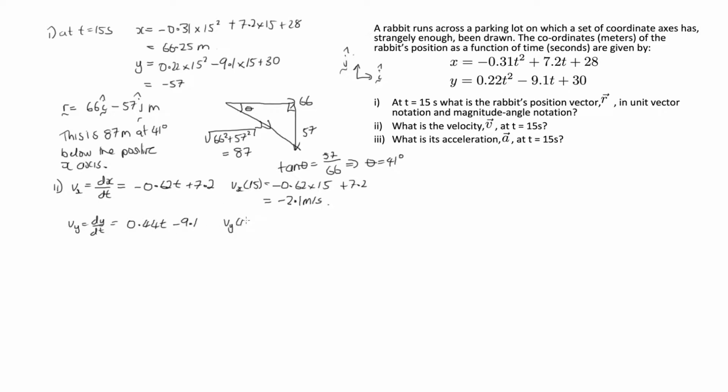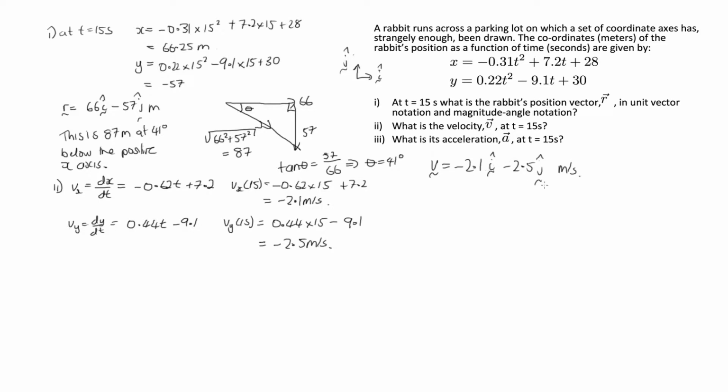So Vy at 15 seconds is equal to, we'll just put 15 in for this t. So it's 0.44 times 15 minus 9.1. And solving this, we end up with minus 2.5 meters per second. So we can write V as a vector, minus 2.1 i, that gives the x direction, and then we've got minus 2.5 j, and that's meters per second.